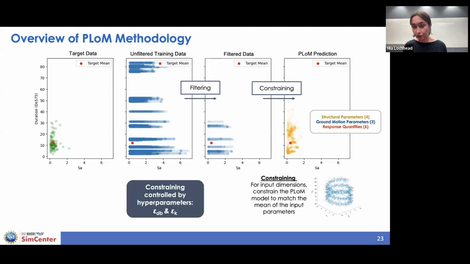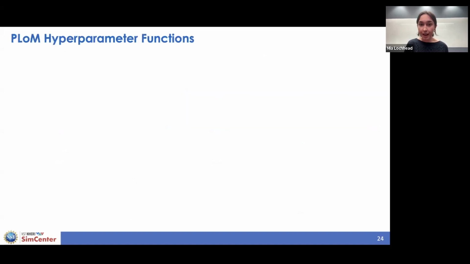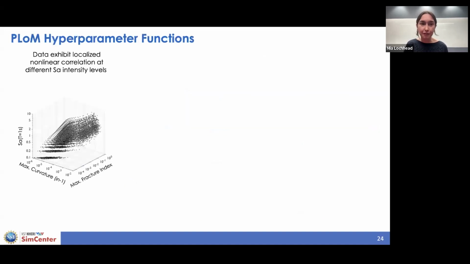And this process of constraining, which is the last step in this process, is controlled by model hyperparameters. So our 2 model hyperparameters are epsilon dB and epsilon k. And I'm going to just give a brief intro to those hyperparameters. So the way this data is set up, we have data ranging from low intensity earthquakes to high intensity earthquakes. And what we're finding is that at low intensity earthquakes, our bridge is performing elastically. And because of that, there's not a huge amount of variability in what our output data looks like.